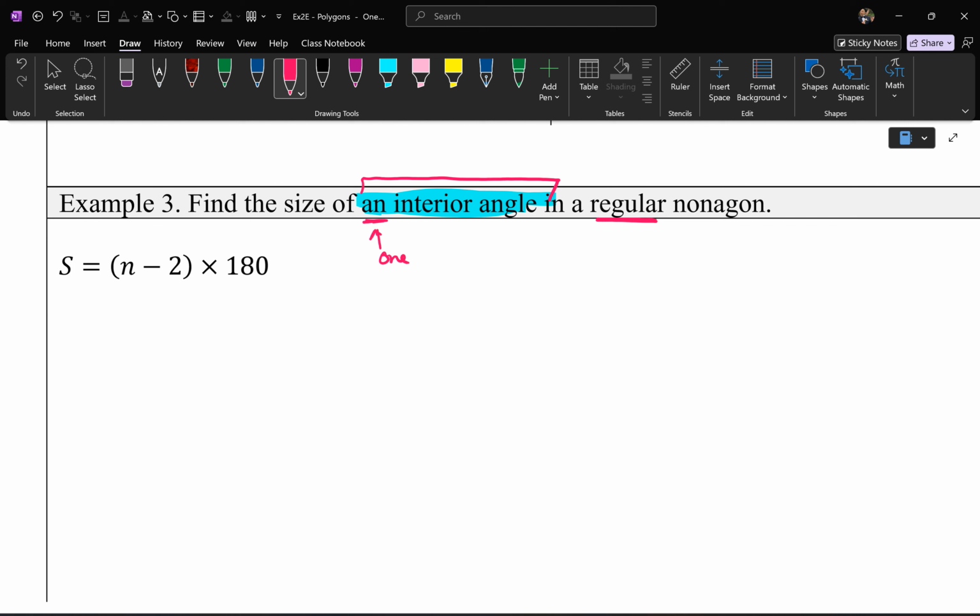Now you see, they say regular. And remember, what's the definition of regular again? All the angles are equal and all sides are equal. So here, a nonagon, how many sides does a nonagon have? 9. Okay, I just don't know how to draw a 9-sided shape. So if I'm going to make it up, let's go 1, 2, 3, 4, 5, 6, 7, 8, 9. Not a really good shape. I can't draw a 9-sided shape. But the idea is that all sides are meant to be the same.